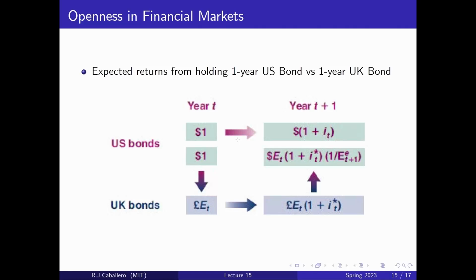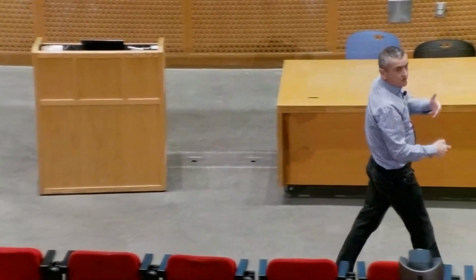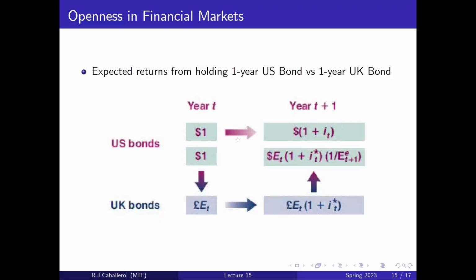And so what I need to compare in order to decide where I want to put my money is that return here versus that one there. That's in the same units of account. I invest the same today, $1, and I get dollars tomorrow. So now I can compare. And as you correctly pointed out, this therefore requires that you think about what the exchange rate is likely to be tomorrow.